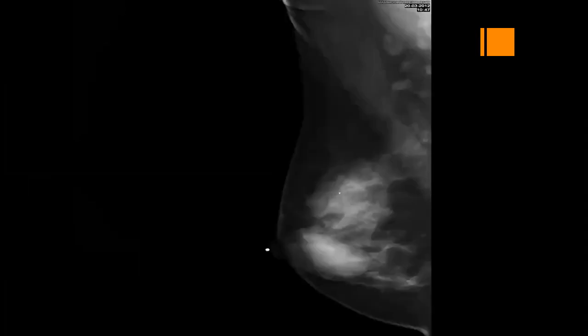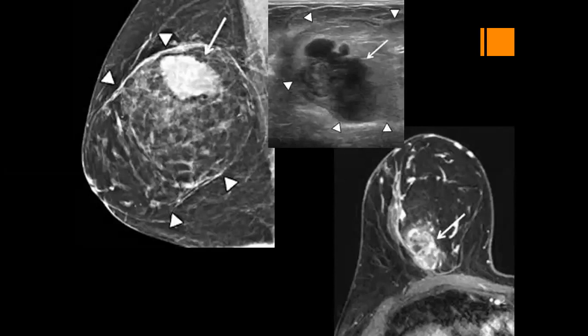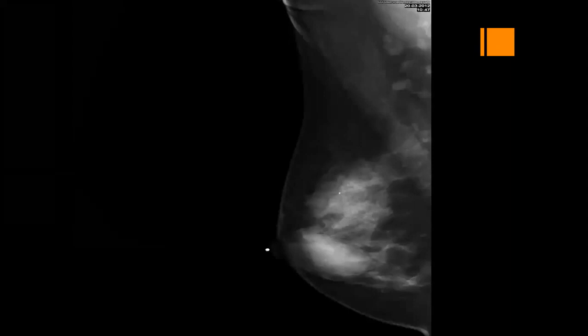If I have spiculation in mammography and then in ultrasound I don't see it, I will take the most suspicious finding, the one in mammography? Yes, you will take it by the most suspicious. Okay. How about this?